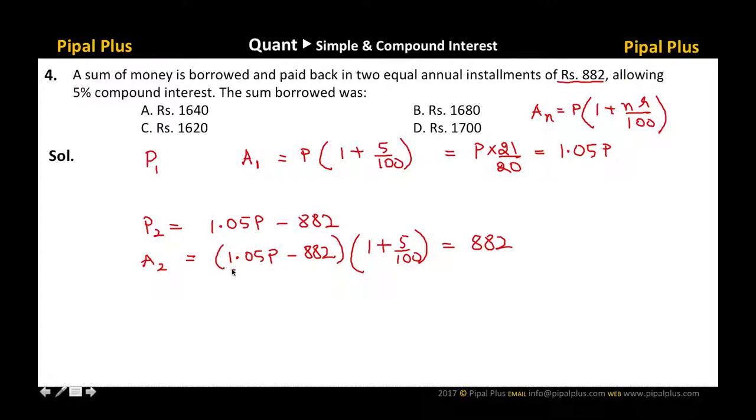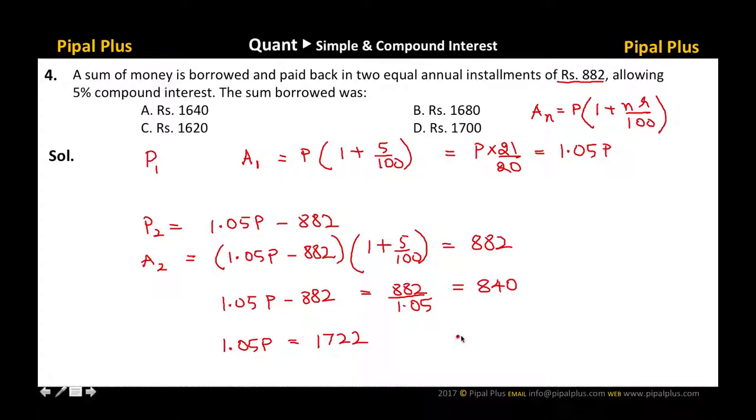What we get is, on the left hand side, we'll retain this bracket: 1.05p minus 882, times 1.05, is equal to 882, and we take this 1.05 here. So when we cancel these out, we notice that what we get is 840. Again solving this, we retain 1.05p on the left hand side, we take this 882 to the right hand side, we get 840 plus 882, we get 1722.